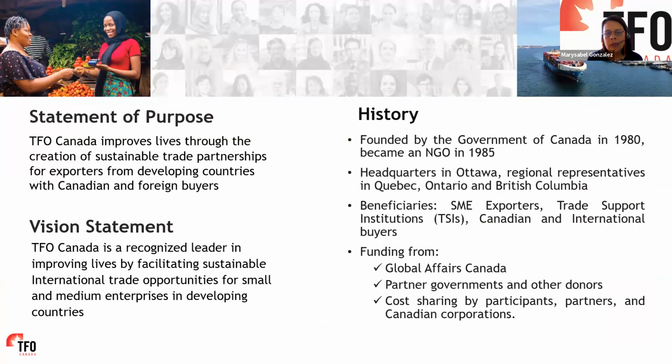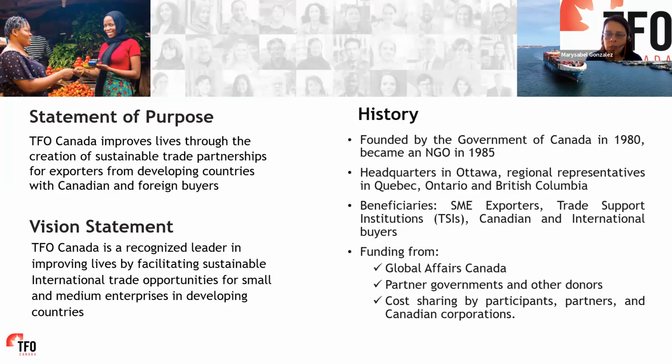So TFO Canada, we improve lives through the creation of sustainable trade partnerships for exporters from developing countries with Canadian and foreign buyers. We are a recognized leader internationally in improving lives and facilitating sustainable international trade opportunities for small and medium companies in developing countries. We were created as part of the Government of Canada in 1980, but we became an NGO in 1985. Our headquarters are located in Ottawa, and we do have regional representatives in the 3 most important import markets in Canada: Quebec, Ontario, and British Columbia.